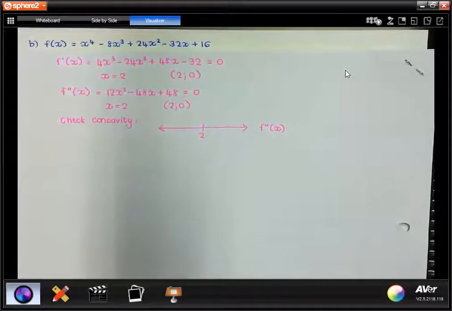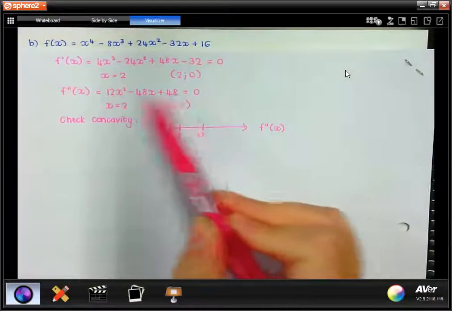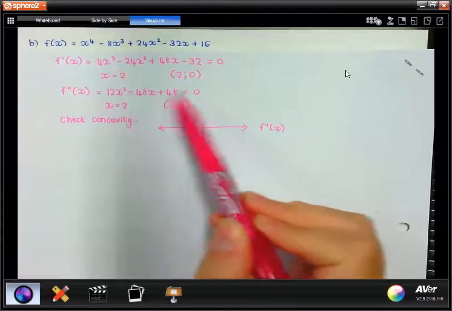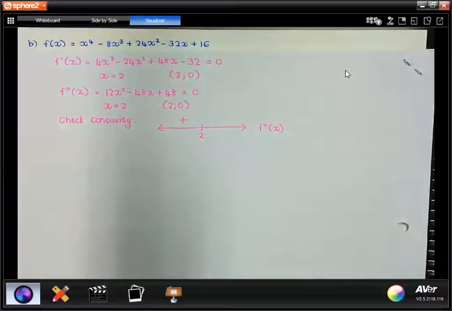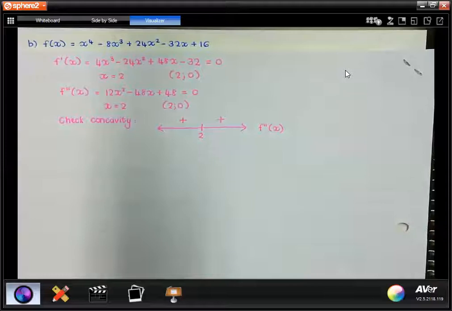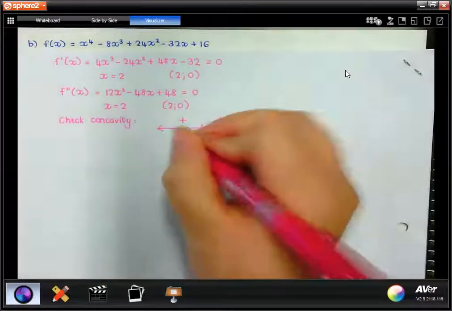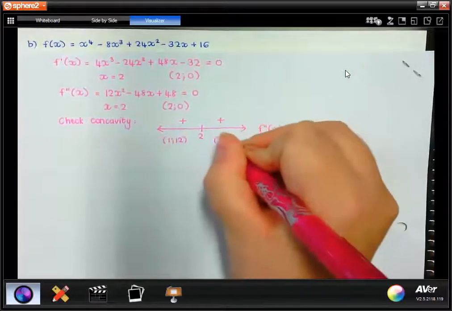So let's do 1. If we're subbing 1 into this, what are we going to get? 12, so a positive value. And then if we're subbing in 3, also 12, interesting. So we can even write down the fact that they have the same y value. So we have (1, 12) and (3, 12).